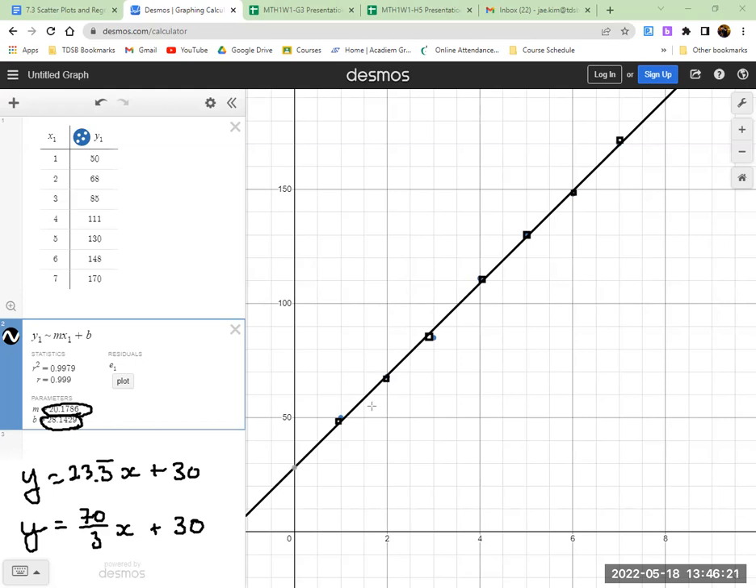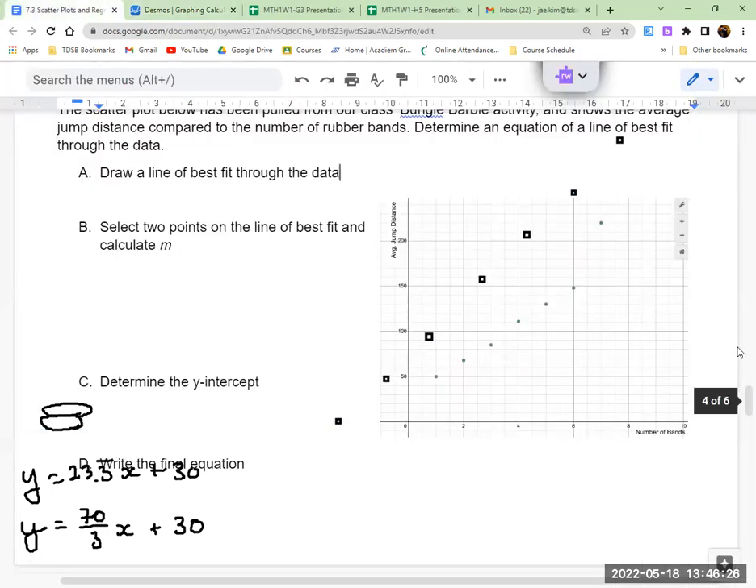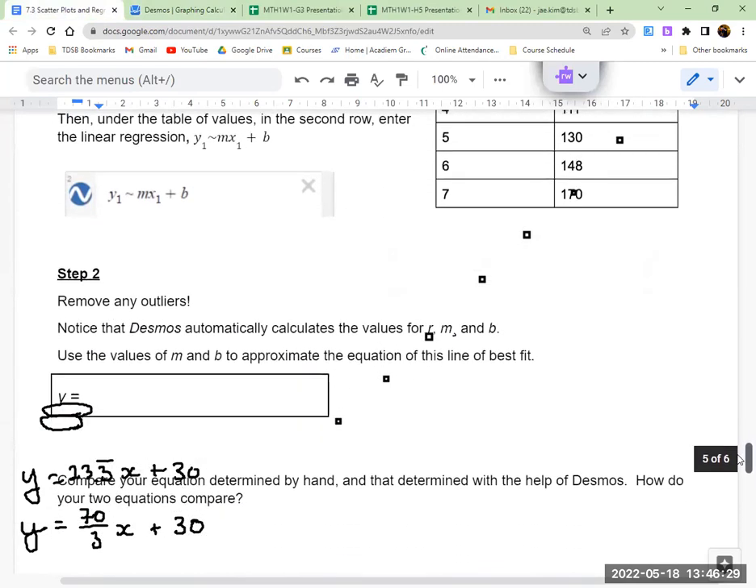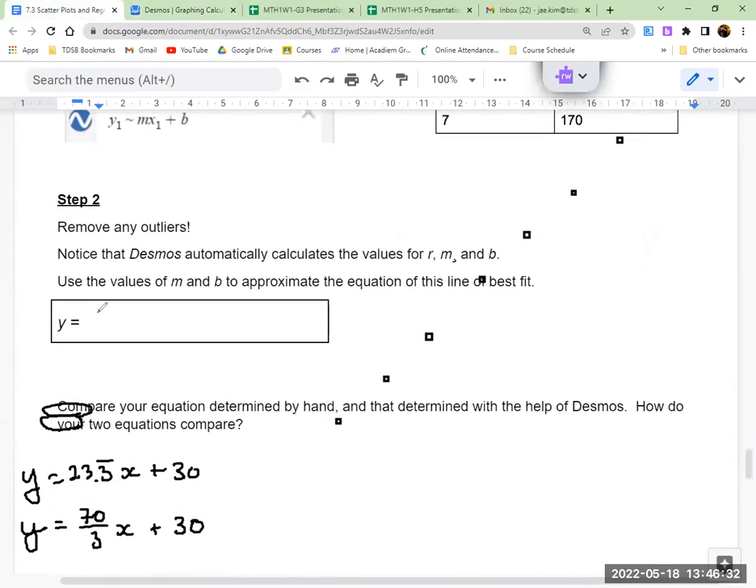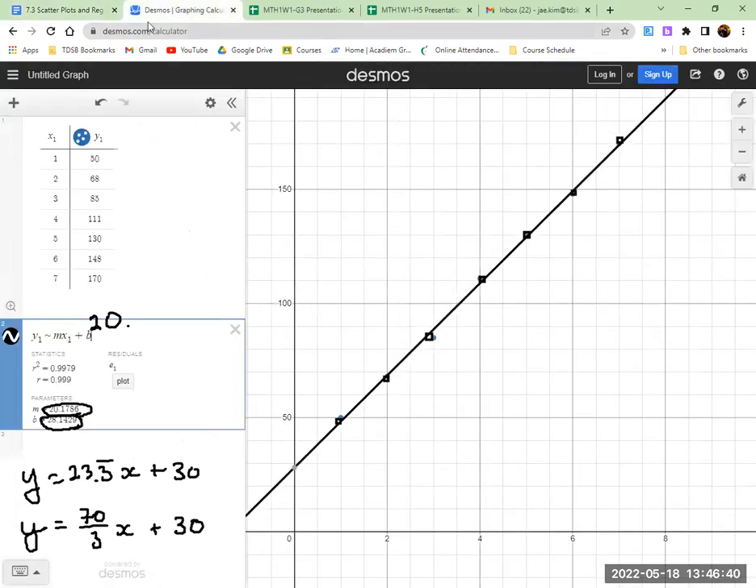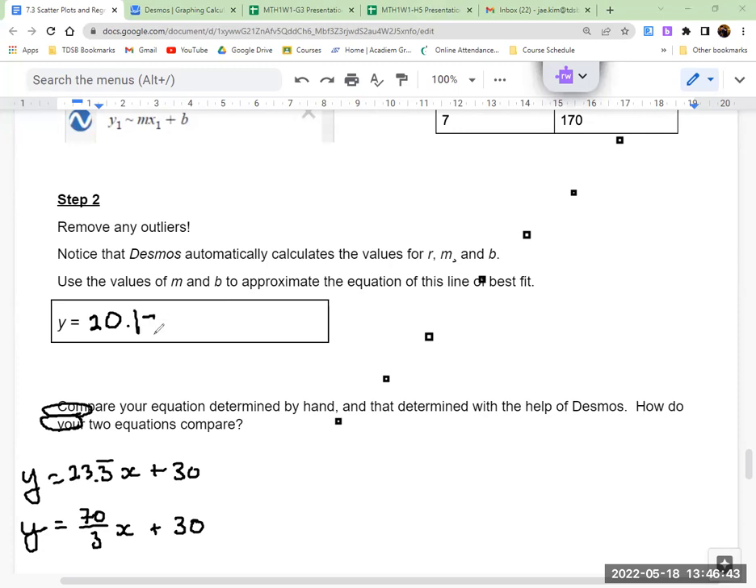Okay, so removing any outliers, go back to your sheet. What is my equation? y is equal to, what was the slope? 20.1786x plus, and what was my y-intercept? 28.1429.